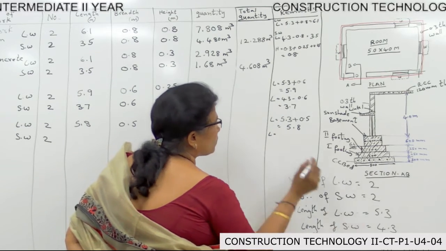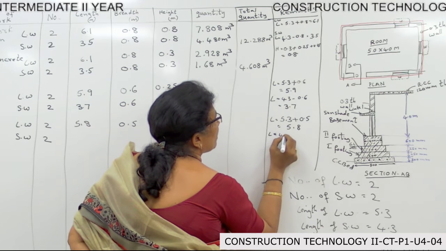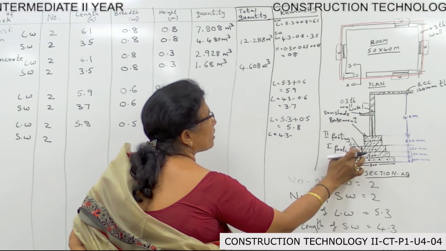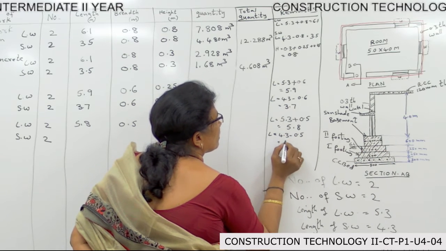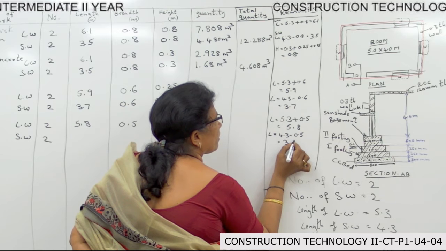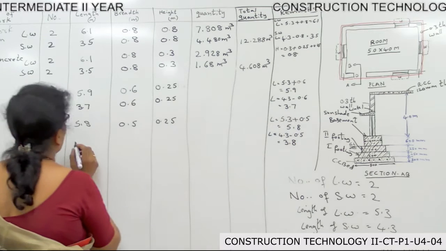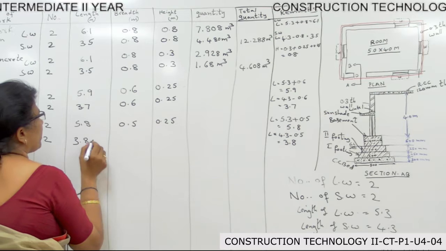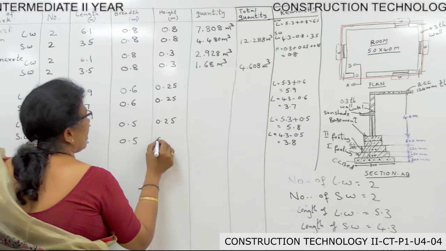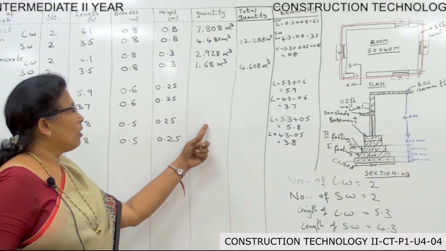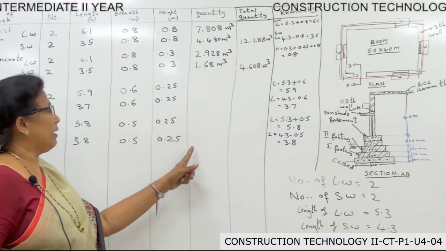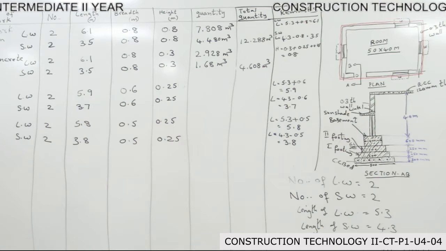Then coming to the short wall, length is equal to, you have to show everything in the remarks column. Center to center length of the short wall is 4.3. From that, what we are doing now? Second footing width is 0.5. Deduct 0.5. You will get 3.8. So length is 3.8, width is 0.5 and height is again 0.25. Again, you need to multiply all these 4 and write here and here.